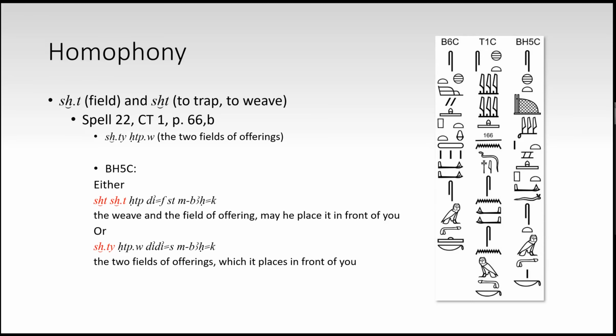However, when you go to BH5C, this becomes a bit more problematic, because on one hand, you could simply still state we're still dealing here with the joke, but the scribe decided to write it both ways. So once as a trap, once as a field, but it's still the dual fields. So that would be the easier way to understand this.